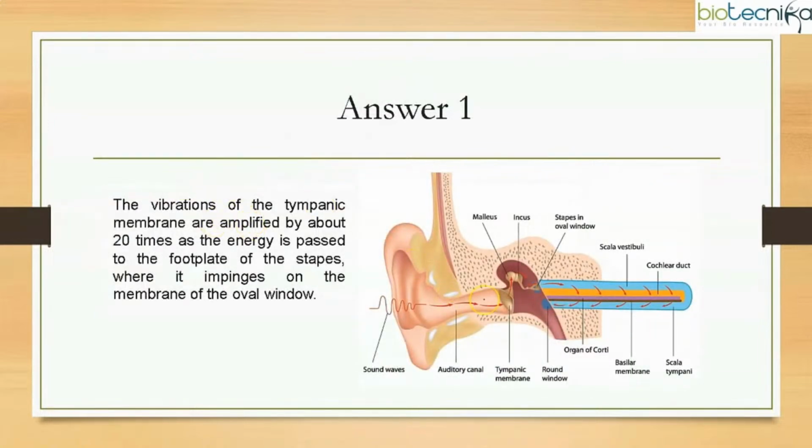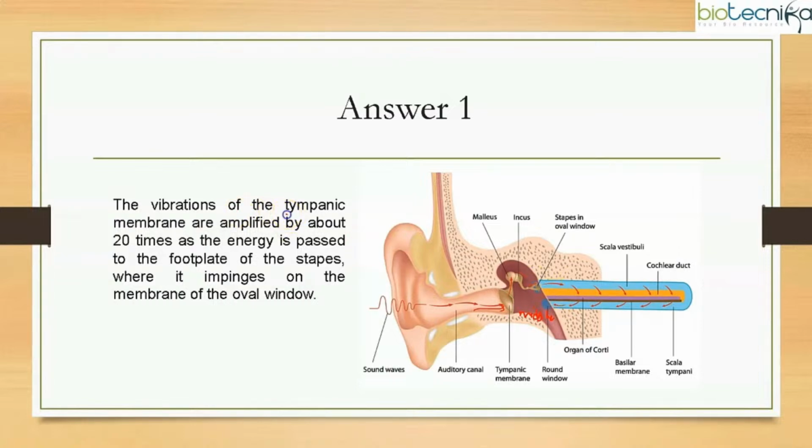As you can see in the figure, this is the outer ear. Sound waves are collected by the pinna, pass through the auditory canal, and hit the tympanic membrane. Then in the middle ear we have the malleus, incus and stapes in the oval window, and the round window is also a part of the middle ear. Then this is the inner ear, where the vibrations pass through perilymph and endolymph in the cochlear duct.